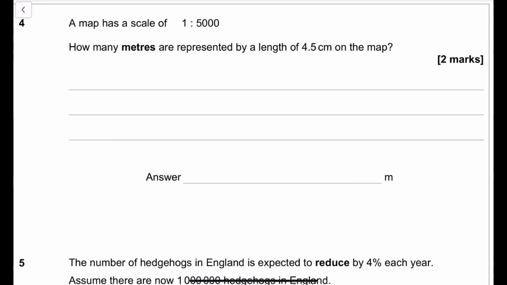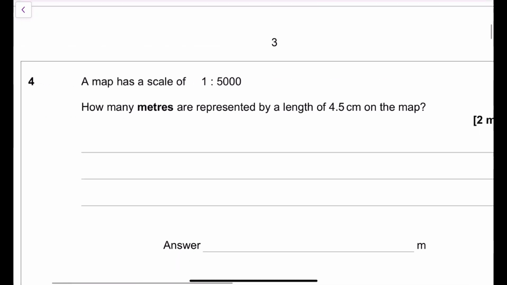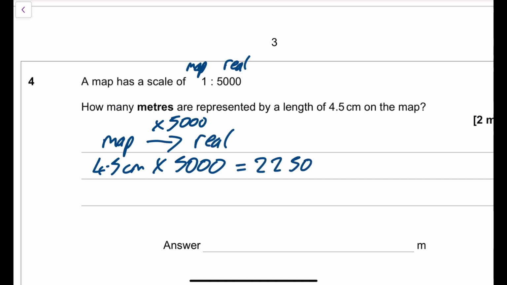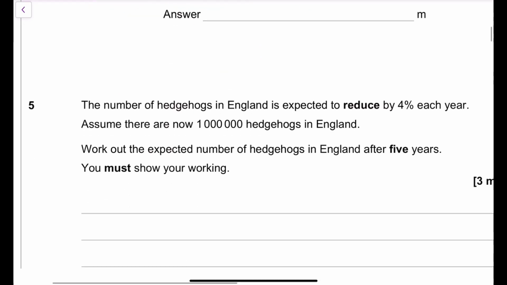Next page, a map has a scale of 1 to 5,000. How many meters are represented by a length of 4.5 centimeters on the map? So the smaller number generally is going to be the map, and then the bigger number is going to be the real. So to get from the map to the real world, in this case, you just multiply by 5,000. So just take your 4.5 centimeters and multiply by 5,000. So 4.5 times 5,000, do it all in your calculator, is 22,500 centimeters. Convert it into meters by chopping off 2 zeros, so 225 meters.